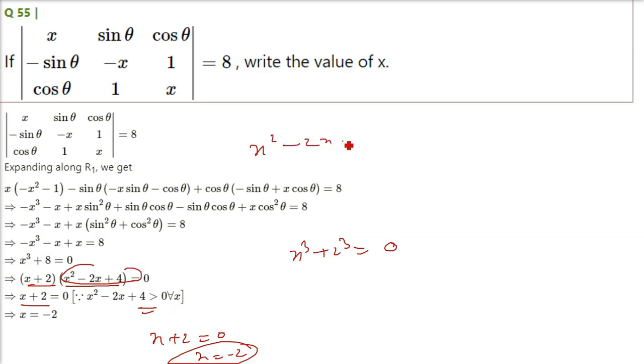What I'm trying to suggest here is x square minus 2x plus 4 cannot be 0. Okay. So when we apply, say I'm putting x as 5, you will get some value which is greater than 0. So x plus 2 has to be 0. The other part will not be 0. So x will be equal to minus 2.